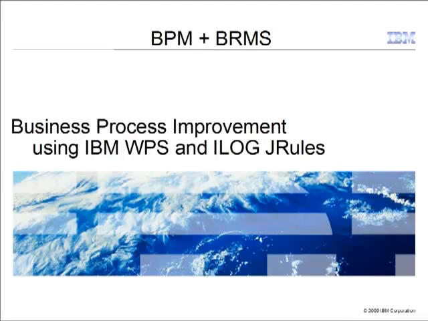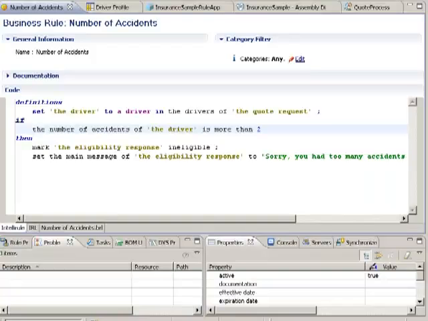Hello and welcome to the IBM WPS and ILOG JRules integration video. In the next 10 minutes, we will use a claims processing example to show the benefits to business process improvement when combining IBM BPM with VRMS.